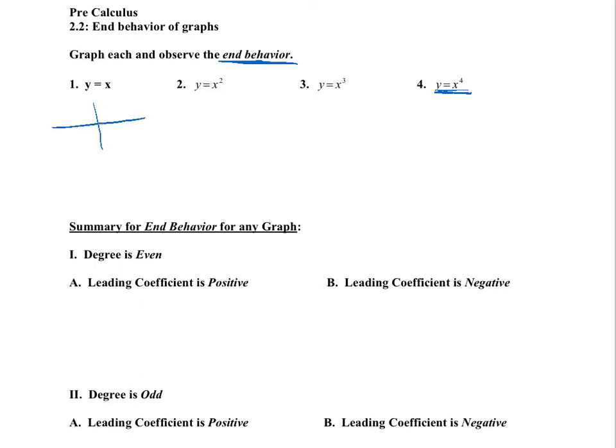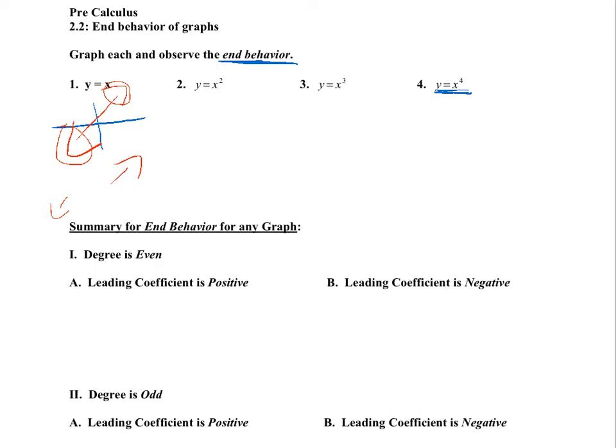I know if I graph y equals x, let's put this in red. This is just our line. Okay, so you can see to the left this goes down, to the right it goes up. I'm going to put these arrows here. To the left it goes down, to the right it goes up.